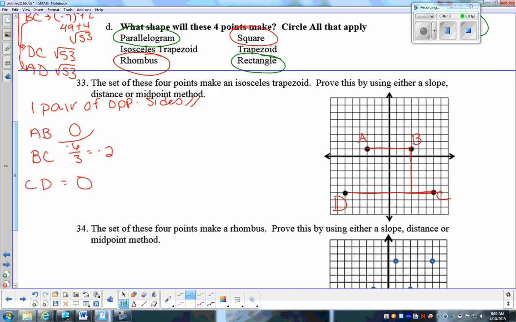So I have one pair of opposite sides parallel. DA went up 6 over 3, which is a positive 2, so I only have the one pair of opposite sides parallel. So we're good. For the isosceles trapezoid, that means AD has to be congruent to BC. So check your sides.